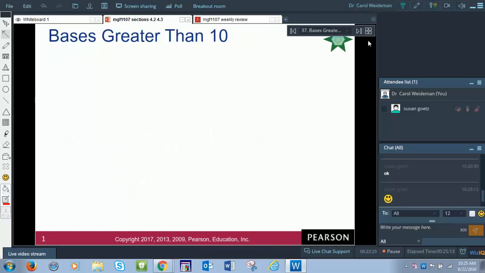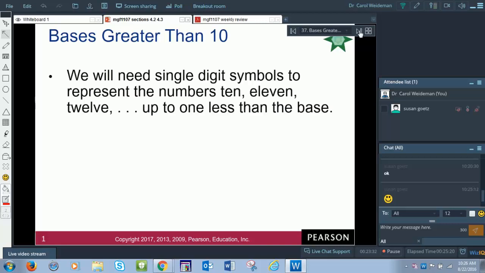All right, so the last thing to cover in this section is what happens when we want to work with a base greater than 10. Remember we said computers work with base 16. So we need some single-digit symbols to represent numbers 10 or greater, like 10, 11, 12, etc., up to 1 less than the base. So up to 16 we would need 5 more symbols, right? We need a symbol for 11, 12, 13, 14, and 15.